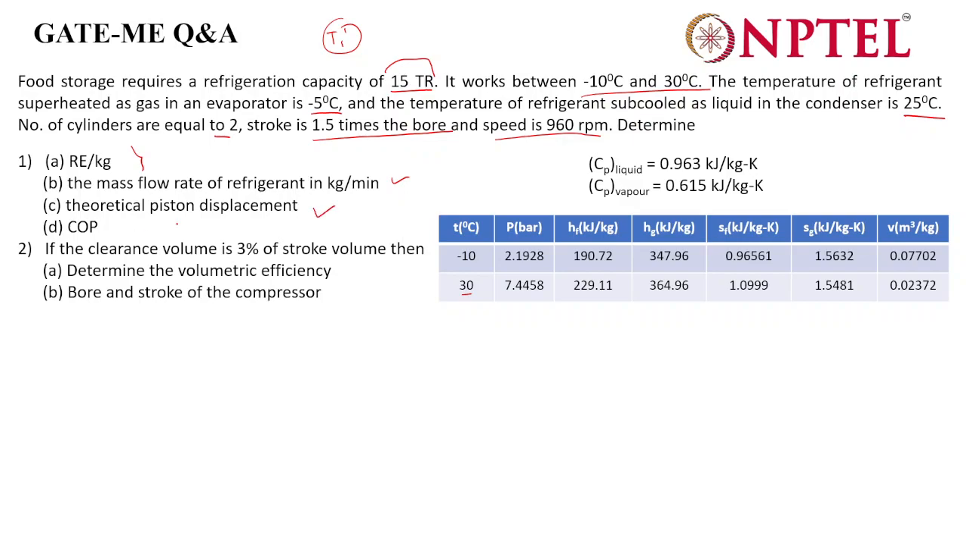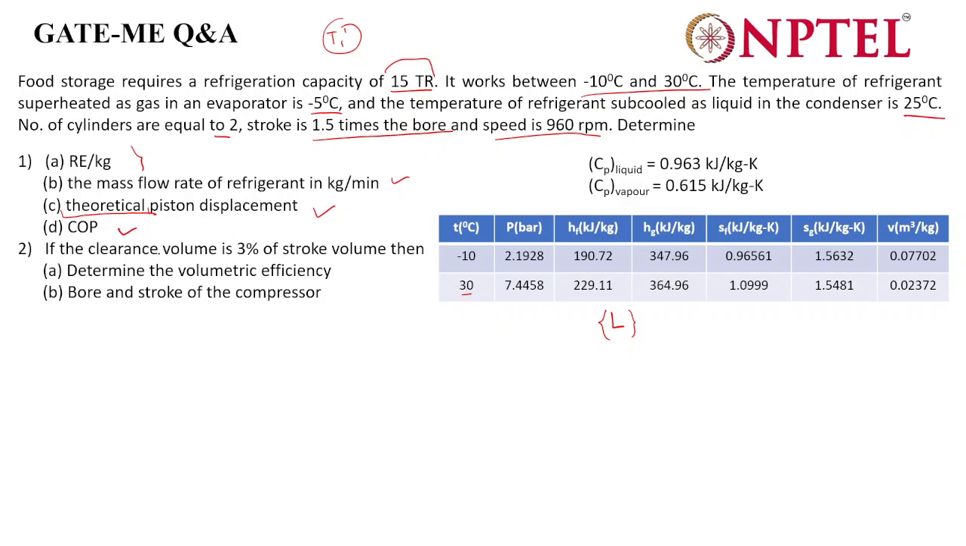What do you understand by theoretical piston displacement? Can anyone tell? Swept volume. Not swept volume. Displacement means you have to tell the length of the piston, but considering the volumetric efficiency as 1. Theoretical is written here. That is the main theme. You have to calculate the dimensions, considering the volumetric efficiency as 1.